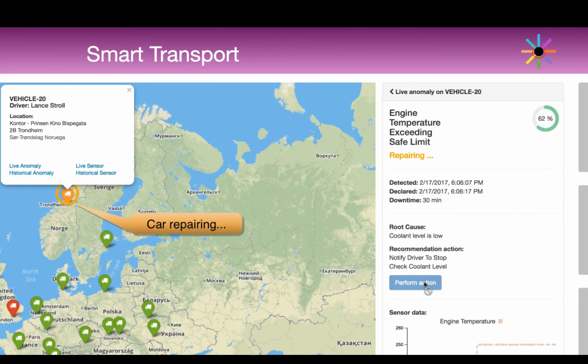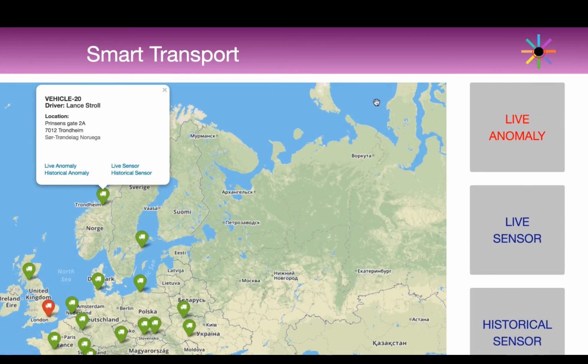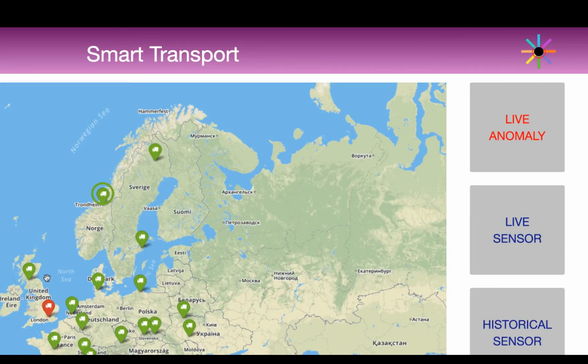The system will then undertake some actions to repair the anomaly. That might be notifications to a dealership, to a partner of the automaker. Any number of different actions can be initiated after an anomaly is detected.